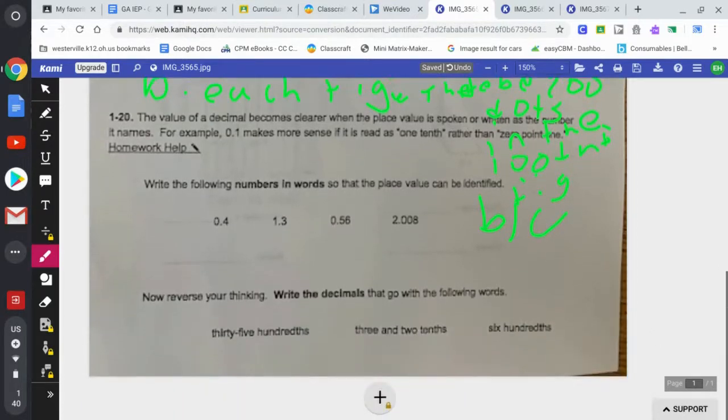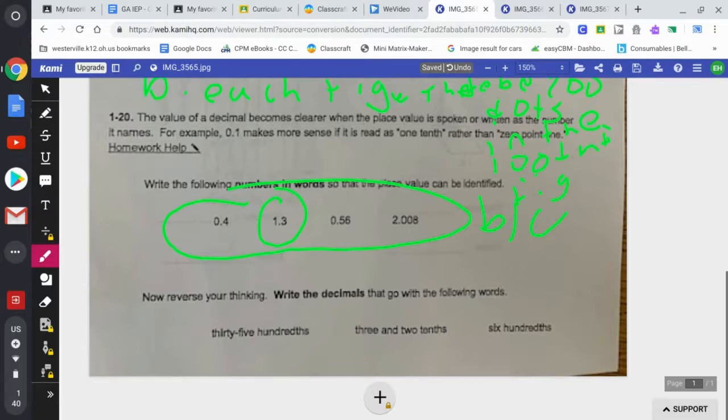So question 1-20, you are supposed to write the following numbers in words. These are the numbers that you will write in words. If you do not know how to write decimals in words, you could turn to page 14 for a place value chart. Let's do 2 together. Let's take 1.3. Don't write 1.3 because that would not be the mathematical way to explain it.